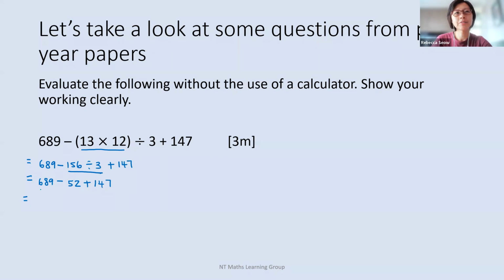Following that, left to right. And answer is 700. Oops. Sorry, this is supposed to be an addition sign. 784.